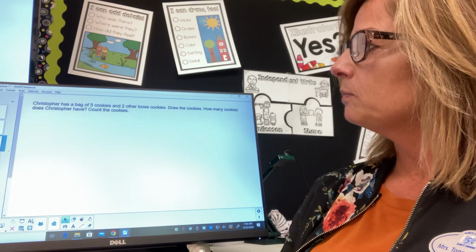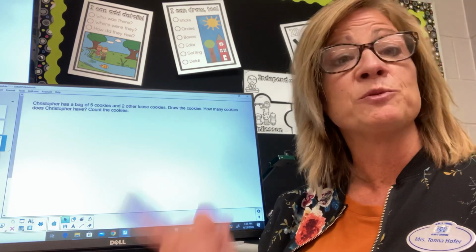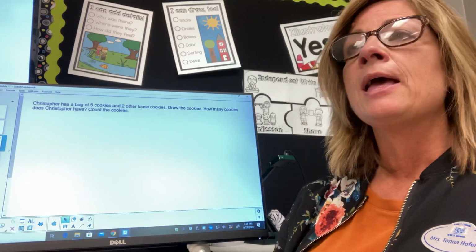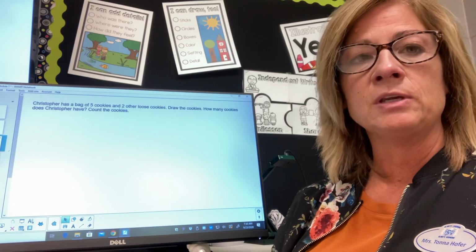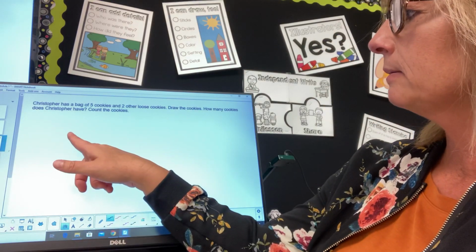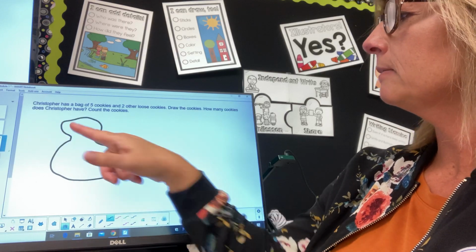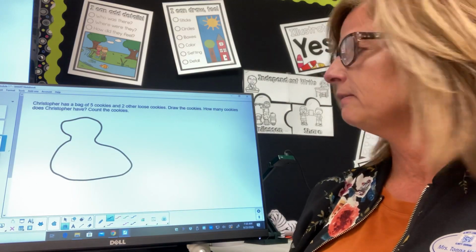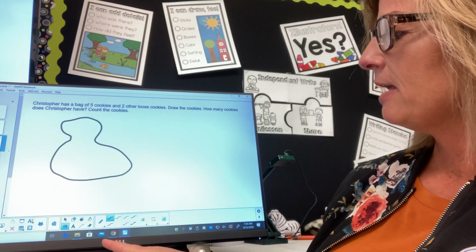So let's go back and reread and make sure we understand what we're supposed to do. Because when we hear a problem, we want to make sure that we understood it, okay? It said Christopher has a bag of 5 cookies. So first thing I'm going to do is I'm going to draw a bag. And you can draw a bag. And if you want to pause and, oh, that's not a very good bag. It almost looks like a duck. Okay, but I'm going to put 5 cookies in there.